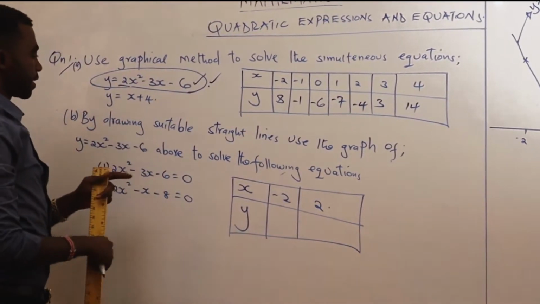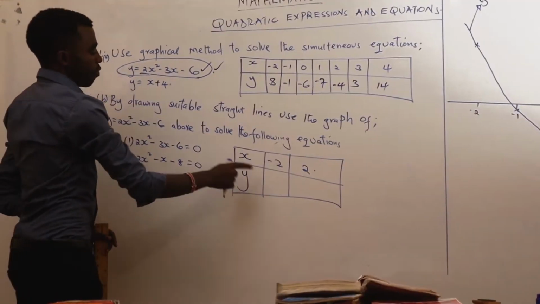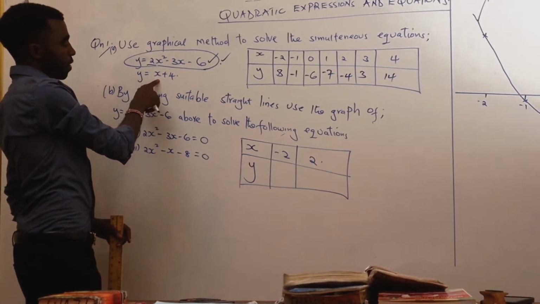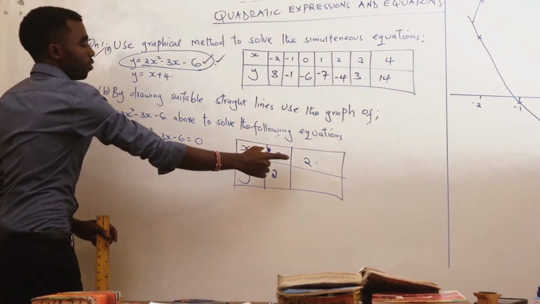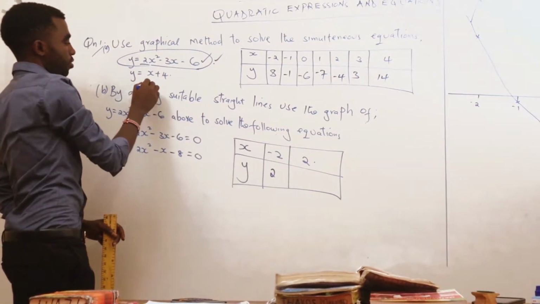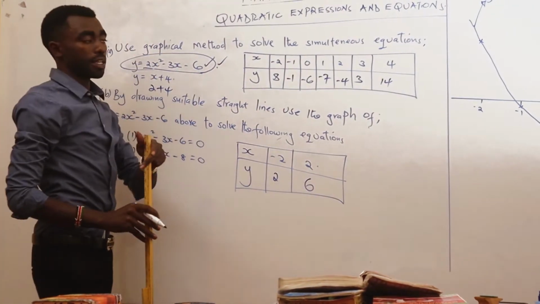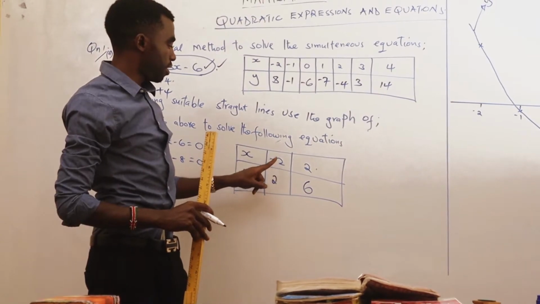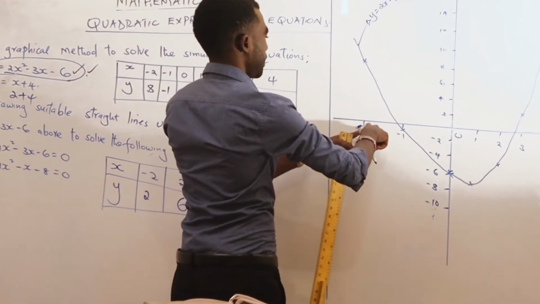So when x is -2, I will solve with this one. When x is -2, y will be what? So you substitute: -2 plus 4, which will be +2. When x is 2, substitute here. When x is 2, then y will be 6. Then you can come to the same graph and plot these values. When x is -2, y is 2.